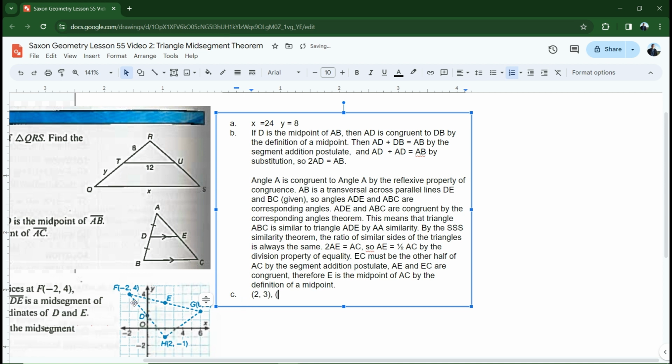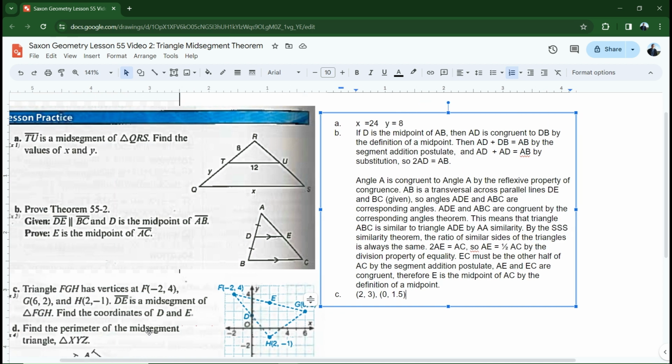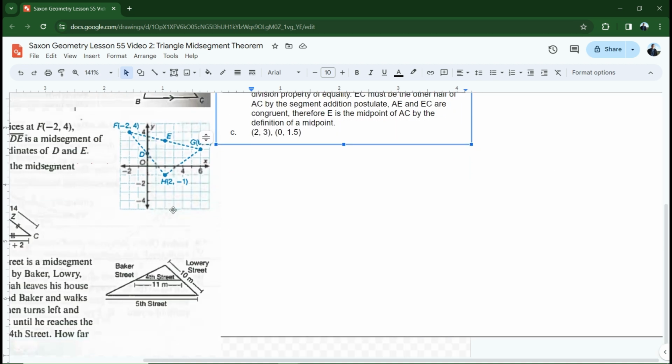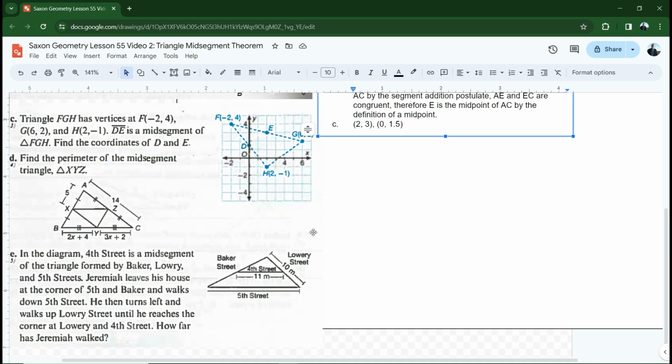Now I need to find the midpoint of this segment. Negative 2 plus 2, well, the x-coordinate is 0. And then 4 plus negative 1 is 3 over 2, which is 1.5. And I can just look at where these points are situated, verify. This is (2, 3). This is (0, 1.5). So find the coordinates of D and E. Well, that was actually really easy. I probably could have done that by inspection of the graph.